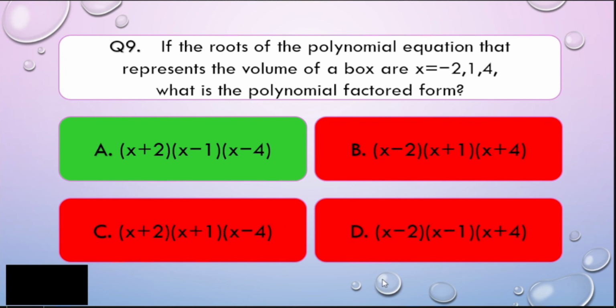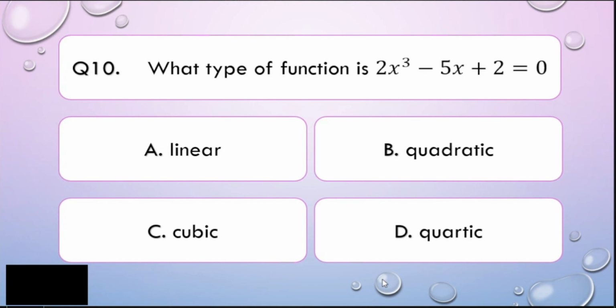So now let us go to question number 10. What type of function is 2x cubed minus 5x plus 2 is equal to 0? Is it A, linear, B, quadratic, C, cubic, or D, quartic? I'll give you 5 seconds to think about your answer.